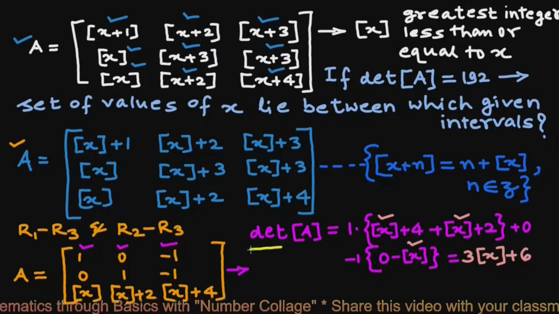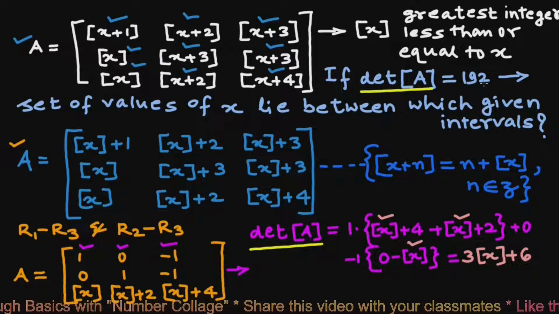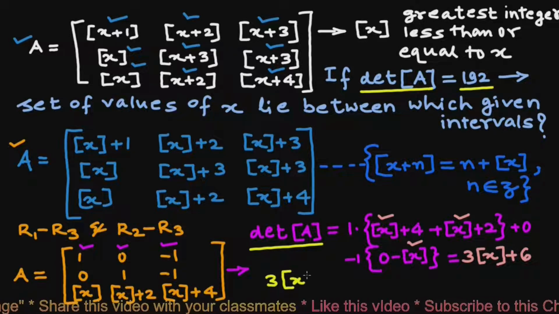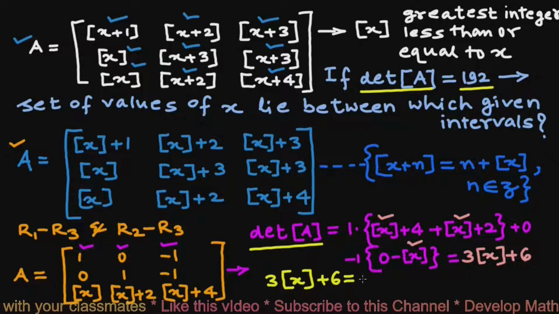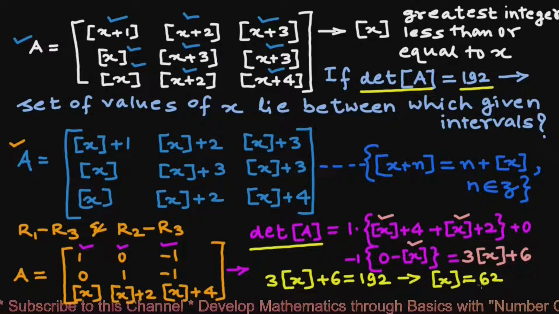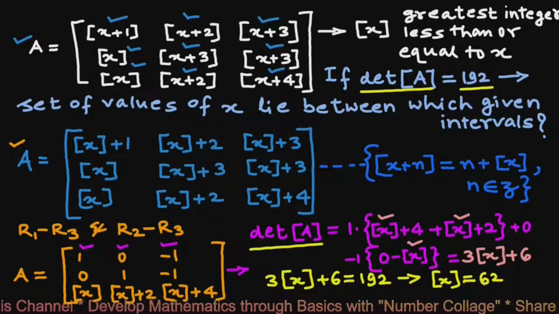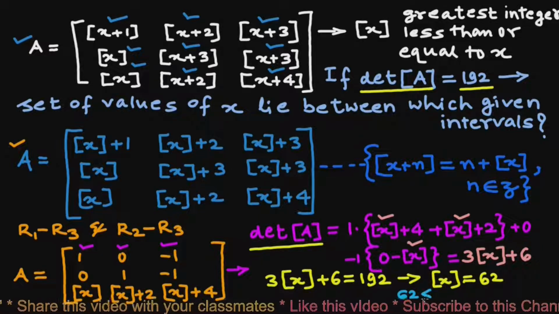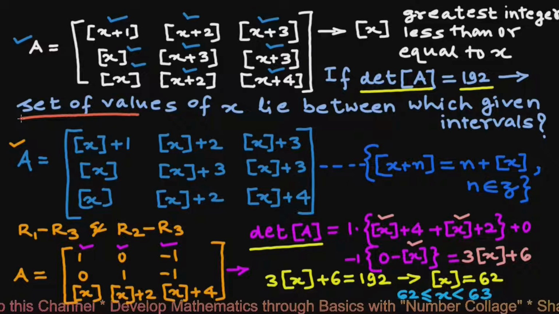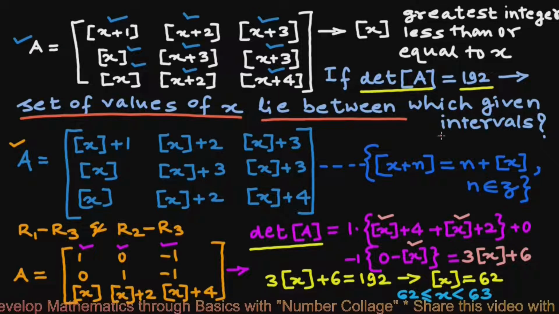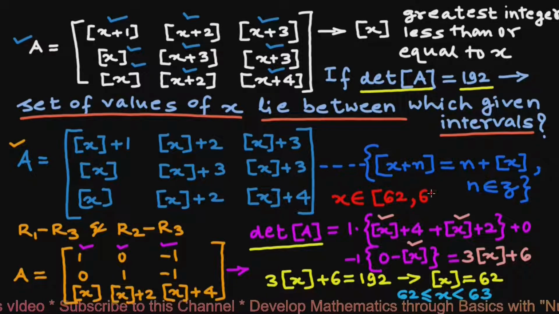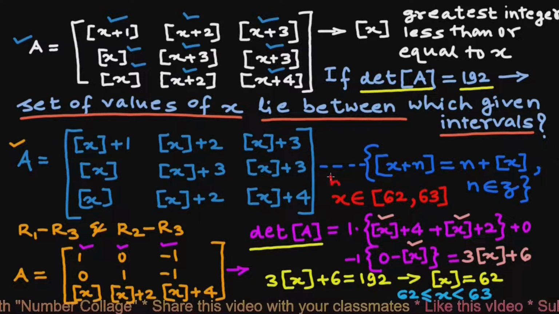Now this determinant of A, the value of which is given as 192. So we write 3 times greatest integer x plus 6 equals 192. This gives greatest integer x equals 62. According to the definition of greatest integer function, this means 62 less than or equal to x less than 63. Therefore, the set of values of x lie in the interval x belongs to closed interval 62, 63. The correct option here is B.